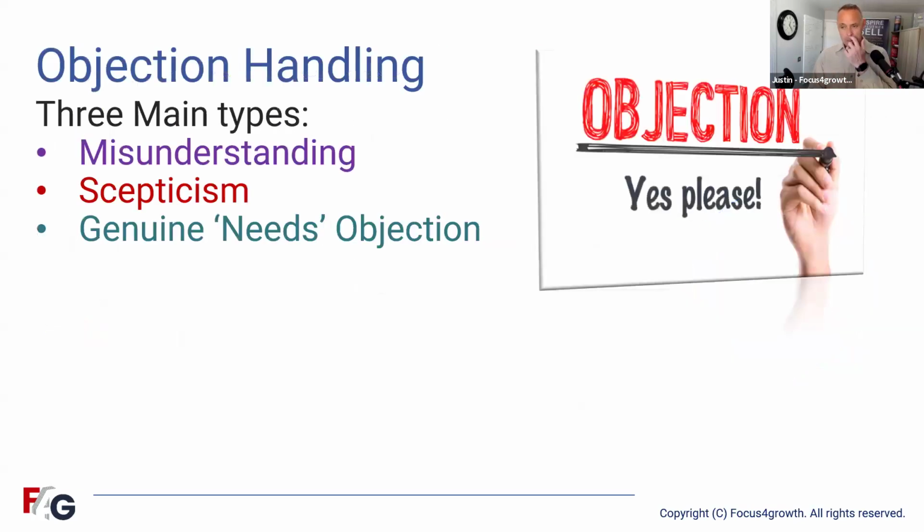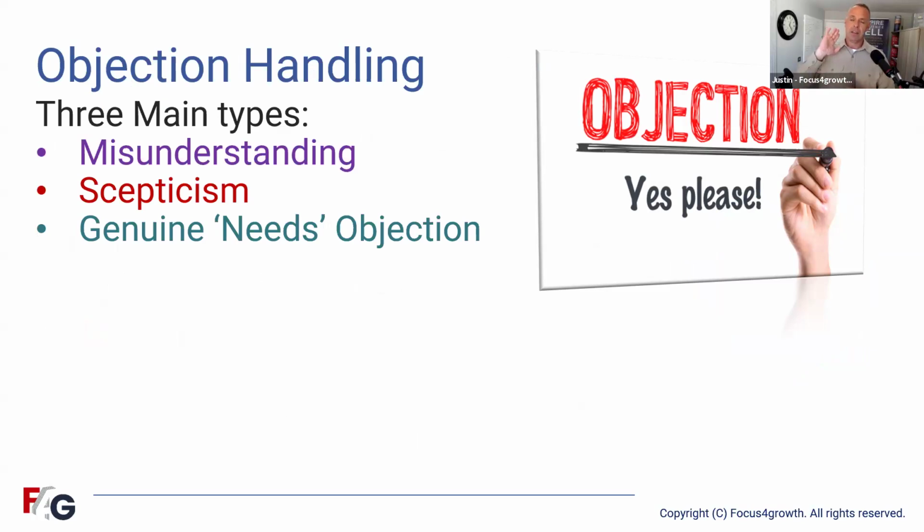So I like to think about objections and objection handling as being in one of three categories. When objections are raised by a customer, one of three things tends to be going on. The first thing that's going on for the customer is that there might be a misunderstanding.